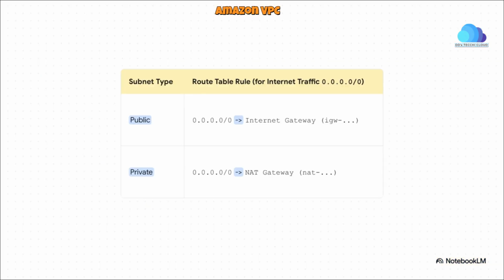Now, lean in for this one because this is a concept that trips up so many people when they're starting out. A subnet isn't public or private because of some little checkbox you tick. No. What makes a subnet public or private is the route table that it uses. Just look at the slide. If a subnet's route table has a rule that says, for any traffic trying to go anywhere on the internet, and that's what that 0.0.0.0/0 means, send it to the internet gateway, then boom, you have a public subnet. If that same rule points to a NAT gateway instead, it's a private subnet. The route table defines everything.